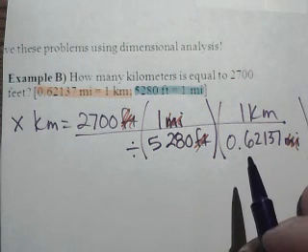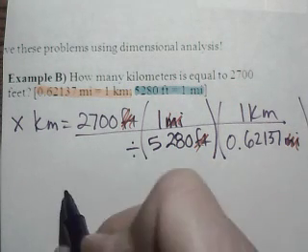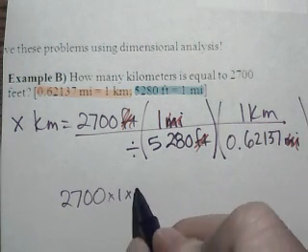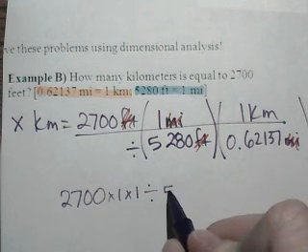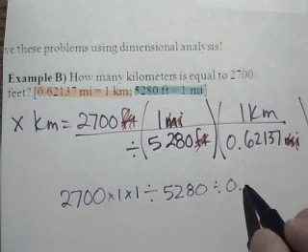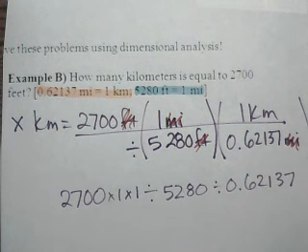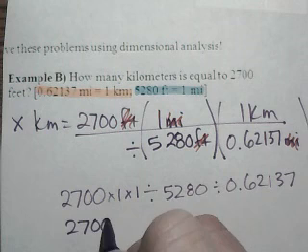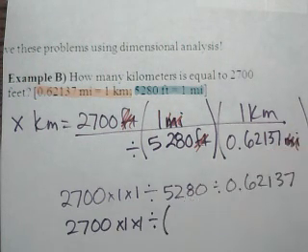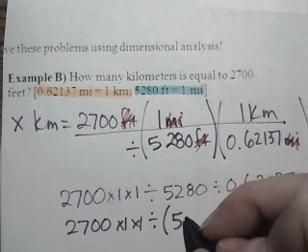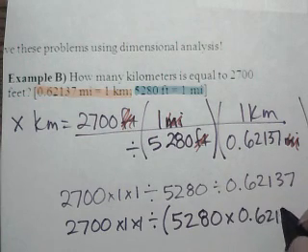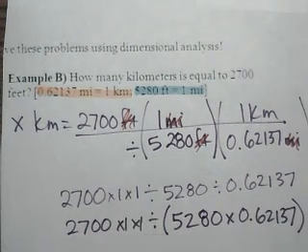There's so many ways you can put this in the calculator correctly. My favorite way is to do 2,700 times 1 and times 1 if you like. I'll go ahead and show those. Then I would say I need to divide by 5,280, but I'm also dividing by 0.62137. The other option is you could take your 2,700 times 1 if you like, divided by, and then put all of the denominator in parentheses.